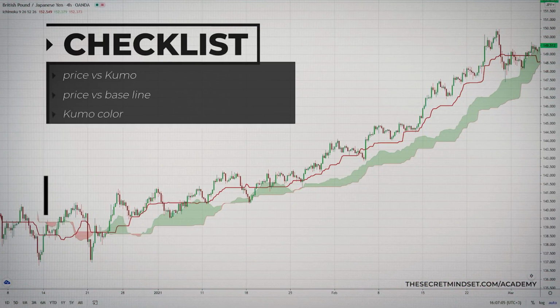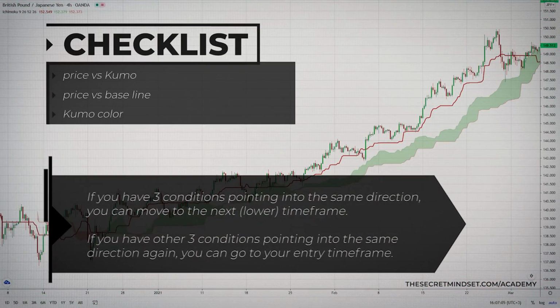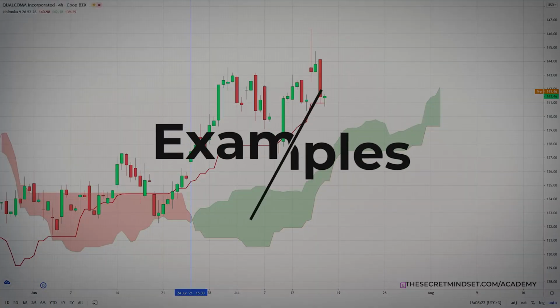If you have 3 conditions pointing into the same direction, you can move to the next lower time frame. If you have other 3 conditions pointing into the same direction again, you can go to your entry time frame. Here's my multiple time frame strategy using Ichimoku indicator.